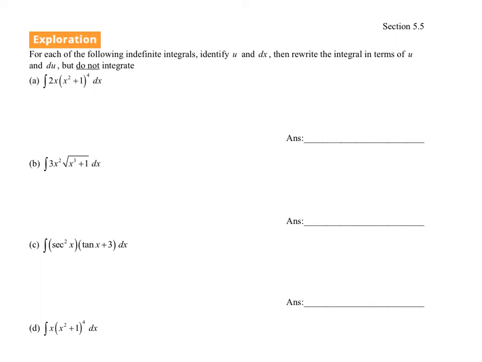Let's read this problem right here. It says, for each of the following indefinite integrals, identify u and dx, then rewrite the integral in terms of u and du, but do not integrate. So we're not actually going to integrate. So essentially all we're doing is steps 1 through 4.